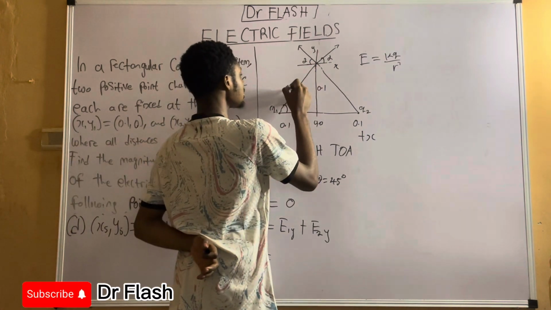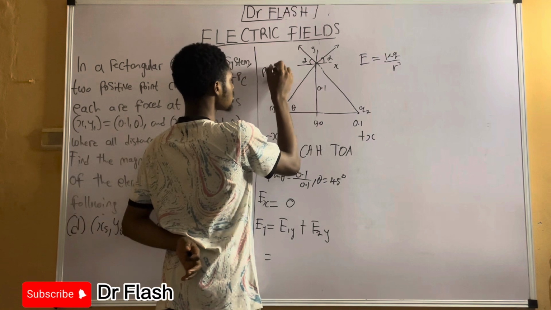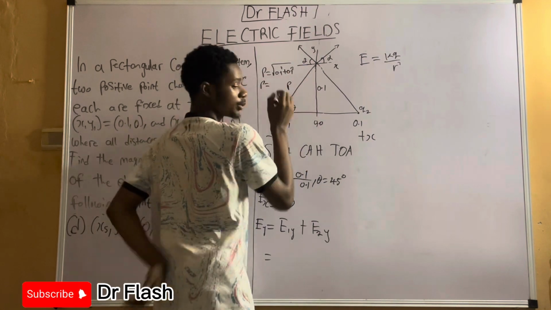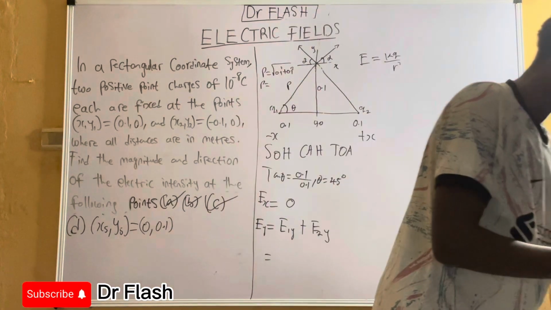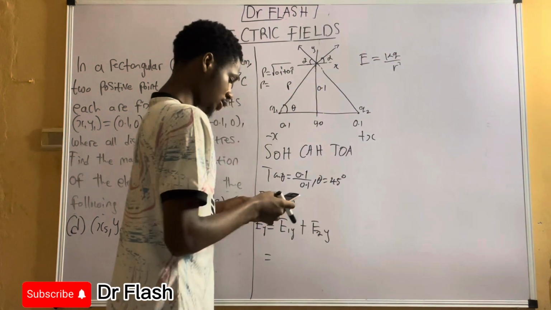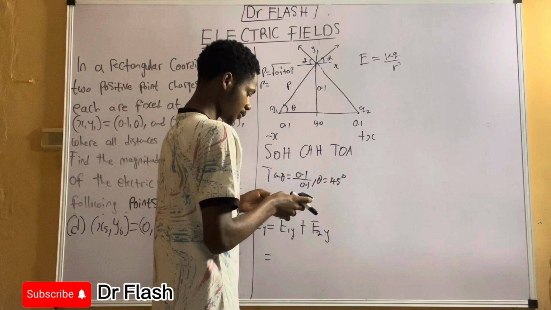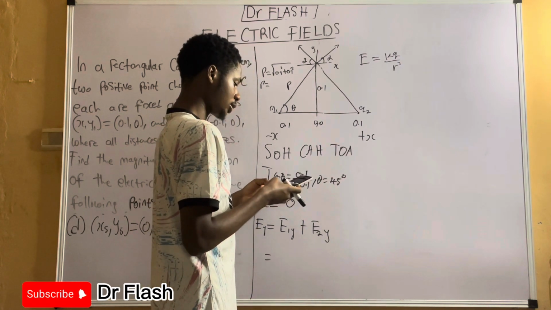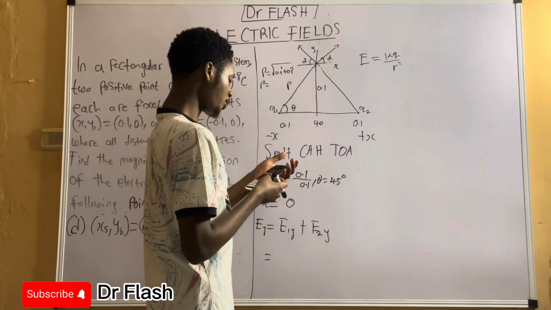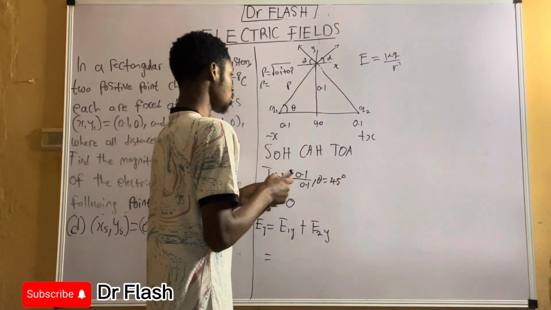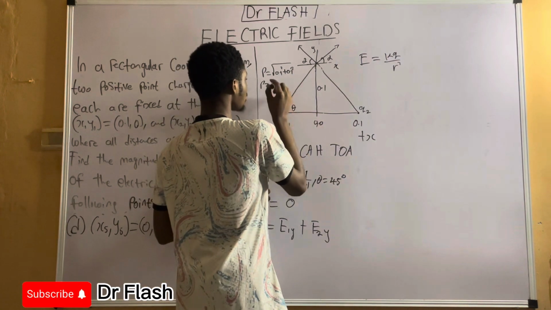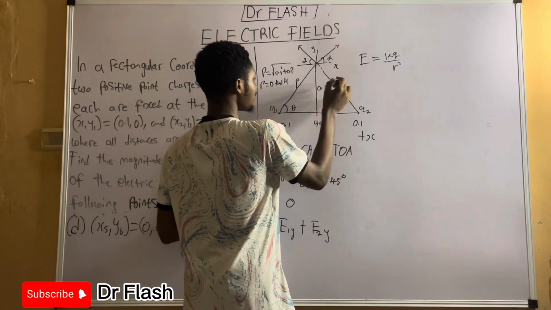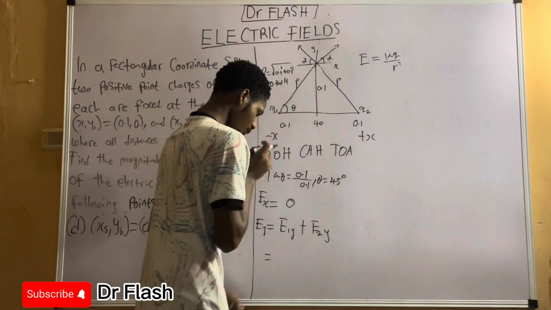If I call this distance P, P will be equal to the square root of 0.1 squared plus 0.1 squared. Making use of the Pythagoras theorem, we want to find the hypotenuse. That's going to give us a value of 0.1414. So P equals 0.1414. That's the value of P. Remember, both sides are equal.